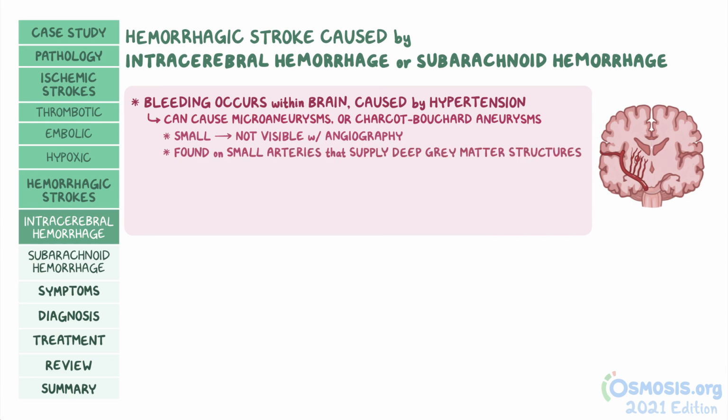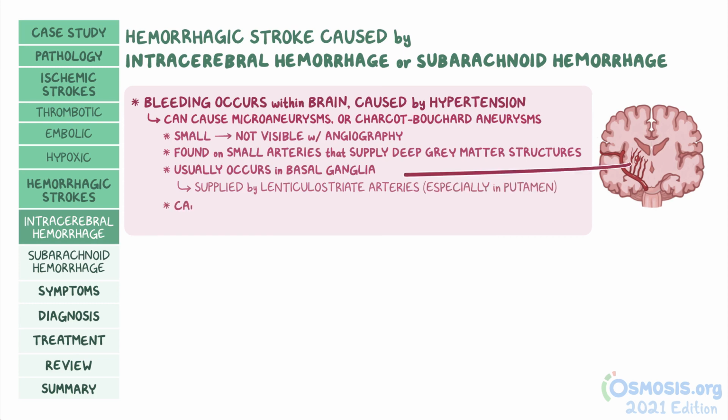So, intracerebral hemorrhage due to hypertension usually occurs in the basal ganglia, which is supplied by the lenticulostriate arteries, especially in the putamen, but it can also occur in other deep gray matter structures, like the thalamus, pons, or cerebellum.